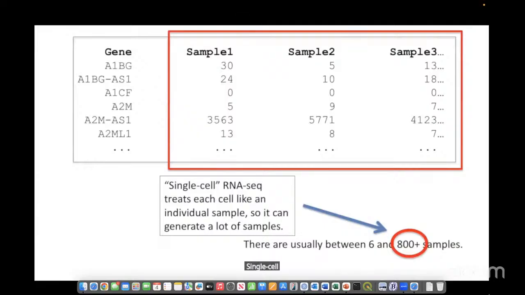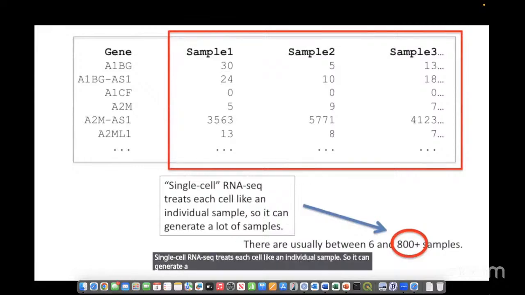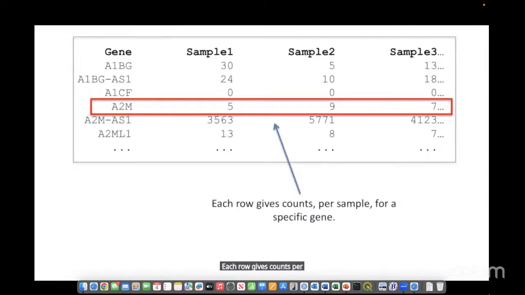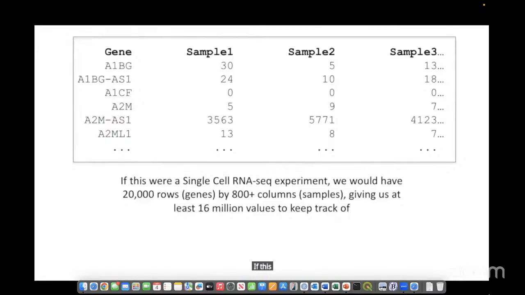Single-cell RNA-seq treats each cell like an individual sample, so it can generate a lot of samples. Each row gives counts per sample for a specific gene. If this were a single-cell RNA-seq experiment, we would have 20,000 rows, genes, by 800 plus columns, samples, giving us at least 16 million values to keep track of.